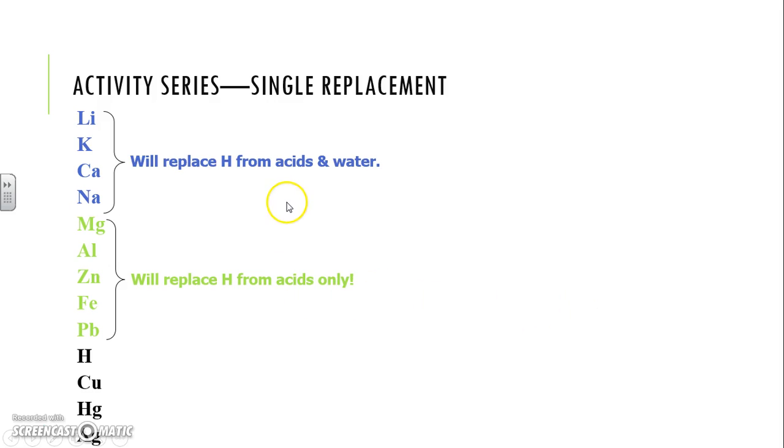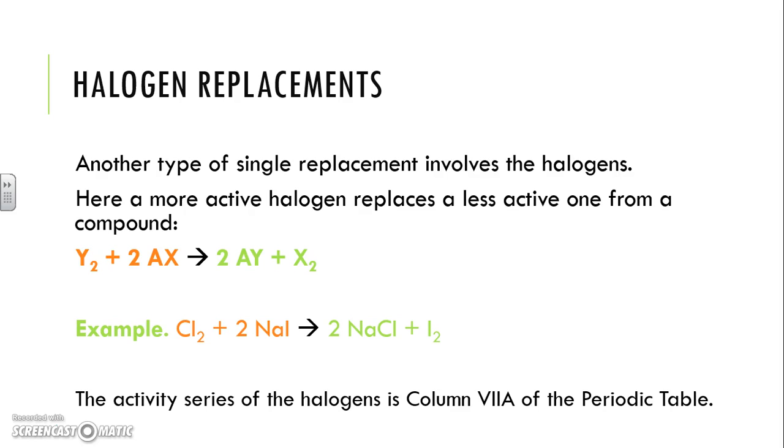If you are doing a single replacement with something with a hydrogen, like an acid or water, then the top 4 elements on the list can replace the hydrogen in water and acid. The next 5 elements can only replace hydrogen from acids, and the things below hydrogen on the list will obviously never replace hydrogen because they're less reactive than hydrogen is.